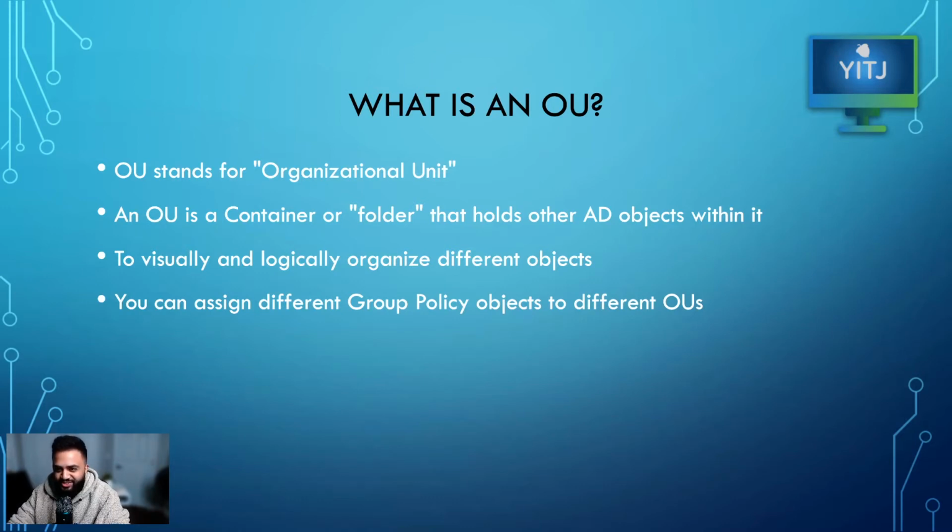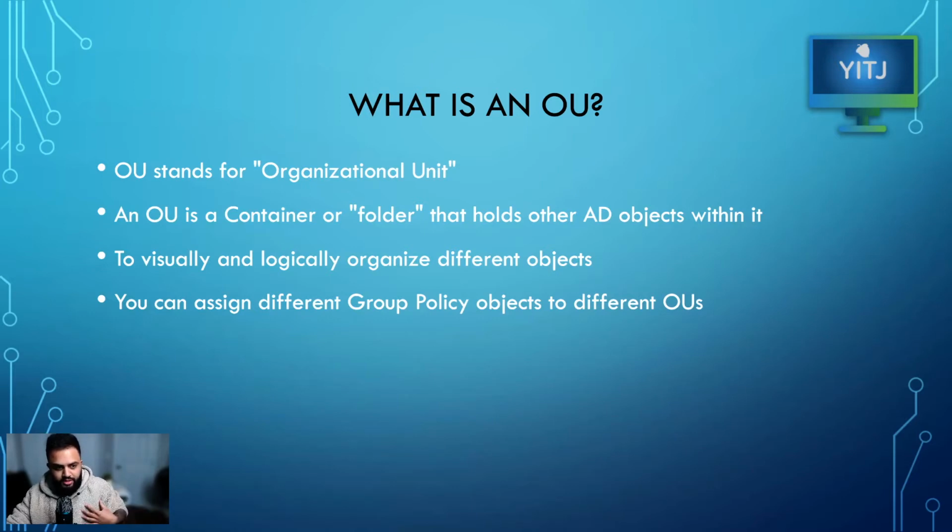What is an OU? So organizational unit. It is a container or a folder, because it's easier to imagine what an OU is by just thinking of it as a folder that contains other AD objects in it. So objects, remember, are users, security groups, printers, computer objects. So this is essentially a folder that has all those other objects inside of it.